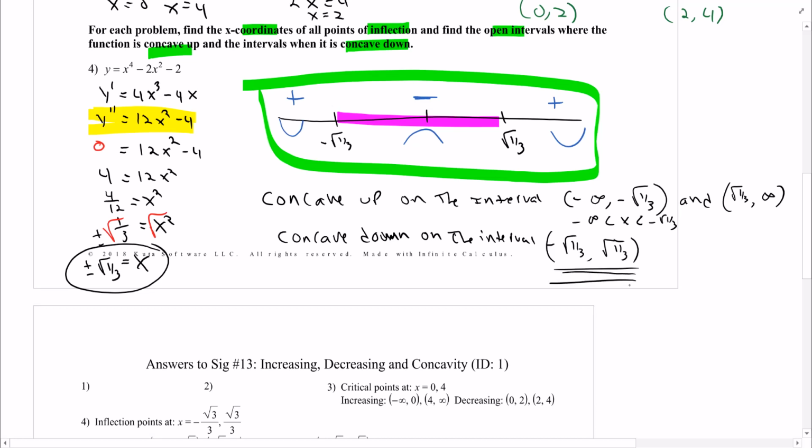A lot of us still think this is a point. This is not a point. This is the interval of x values between negative square root of 1/3 and square root of 1/3.